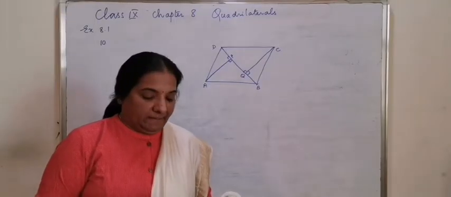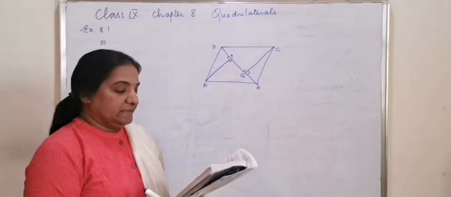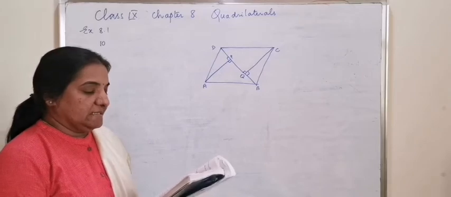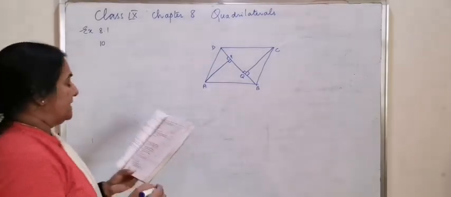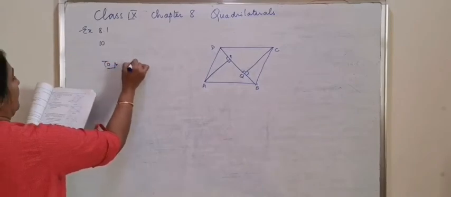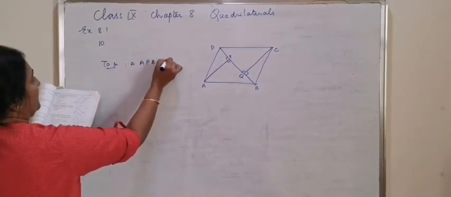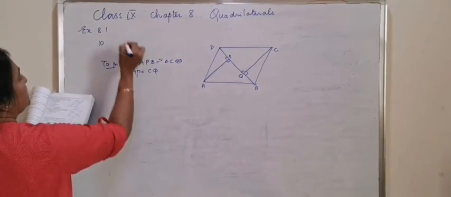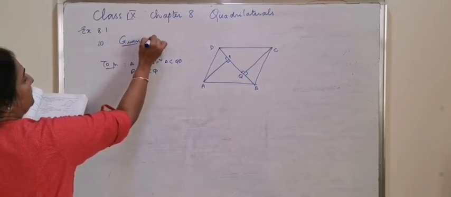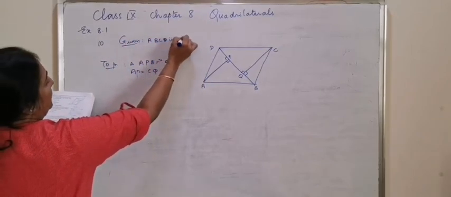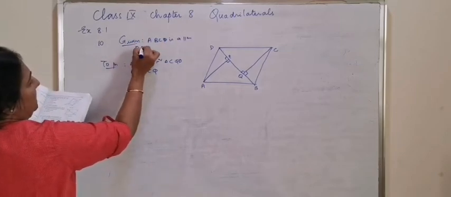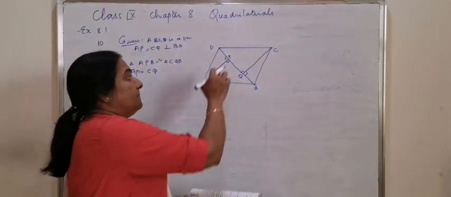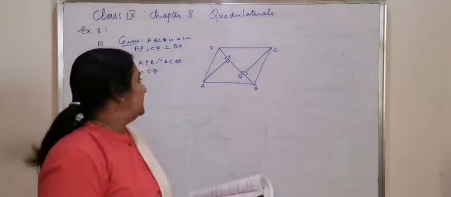Question number 10. ABCD is a parallelogram and AP and CQ are perpendiculars from the vertices A and C on diagonal BD. Prove that triangle APB is congruent to triangle CQD, and the second part, AP is equal to CQ. The given condition is ABCD is a parallelogram as well as AP and CQ are perpendicular to BD, which shows that the angle made at the points P and Q is 90 degrees.